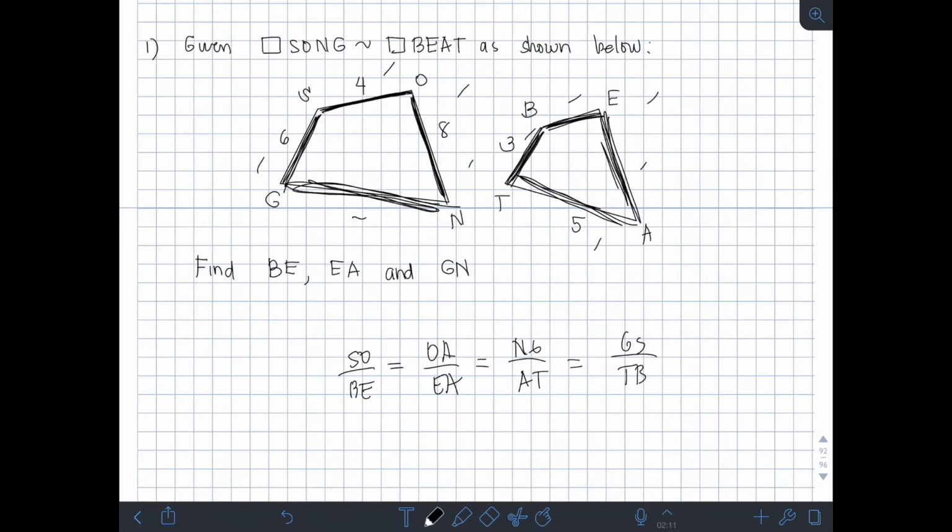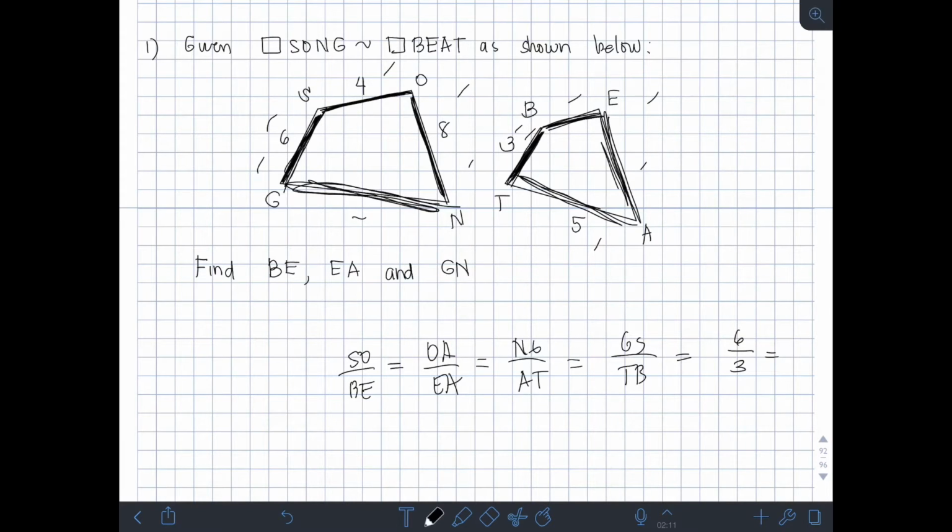Okay? So, kapag may problem tayo sa similarity, una nyong hanapin yung dalawang corresponding sides na merong parehong value sa given. So, obviously, itong GS tsaka TB. Right? Kasi GS is 6 and TB is 3. So, yun yung magiging constant proportionality ng mga sides. So, 6 over 3.